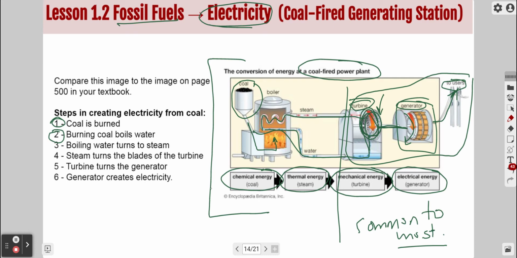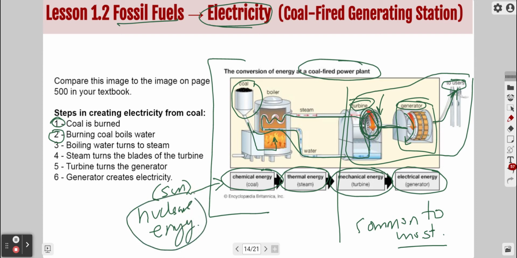You can actually go back even further. The original source of coal is animals and plants, which are chemical energy. But even before that, the plant gets its energy from the sun, and in the sun, it's nuclear energy. So the energy conversions are actually from the sun, the nuclear energy, and then the plants store it as chemical energy in their cells.